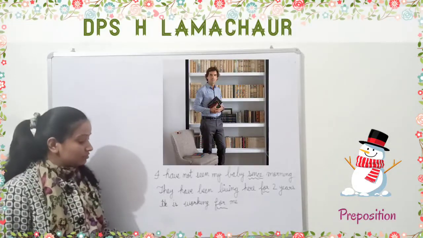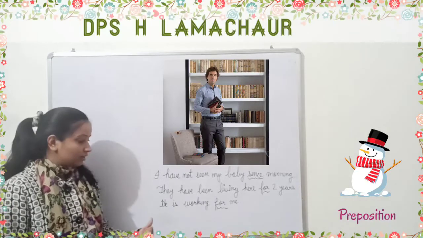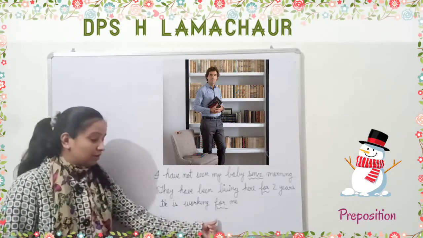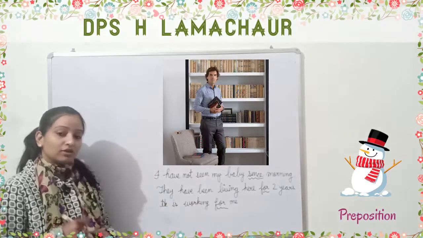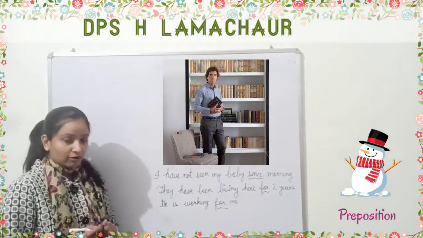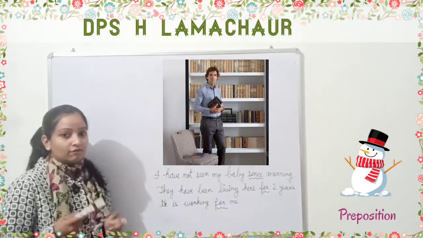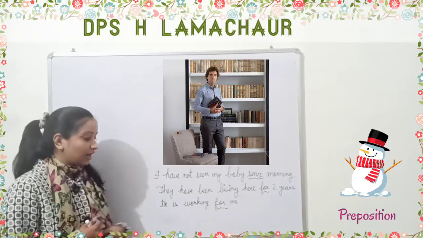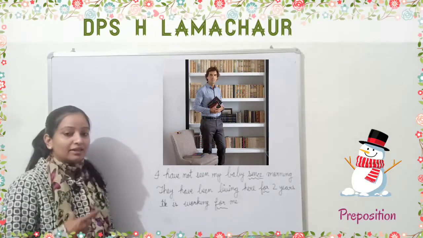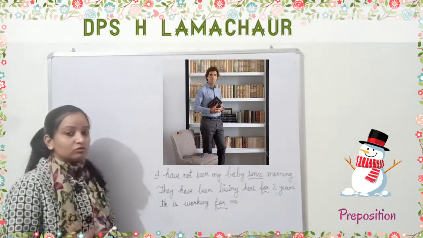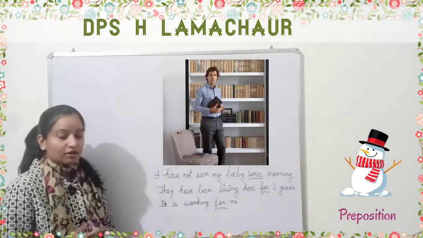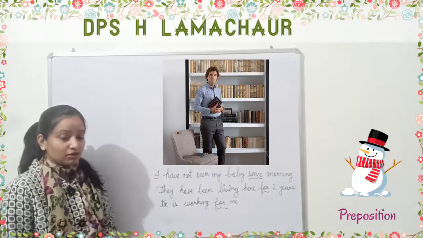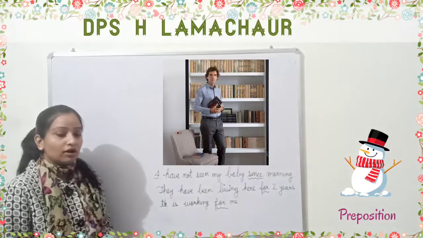Now next is, he is working for me. So as he is working for me, he belongs to me. So for that also we use for. So when do we use for? When we have to talk about the duration of time, and when we have to tell that something belongs to somebody or someone. We use for in the exchange of something also. There are many uses of for.